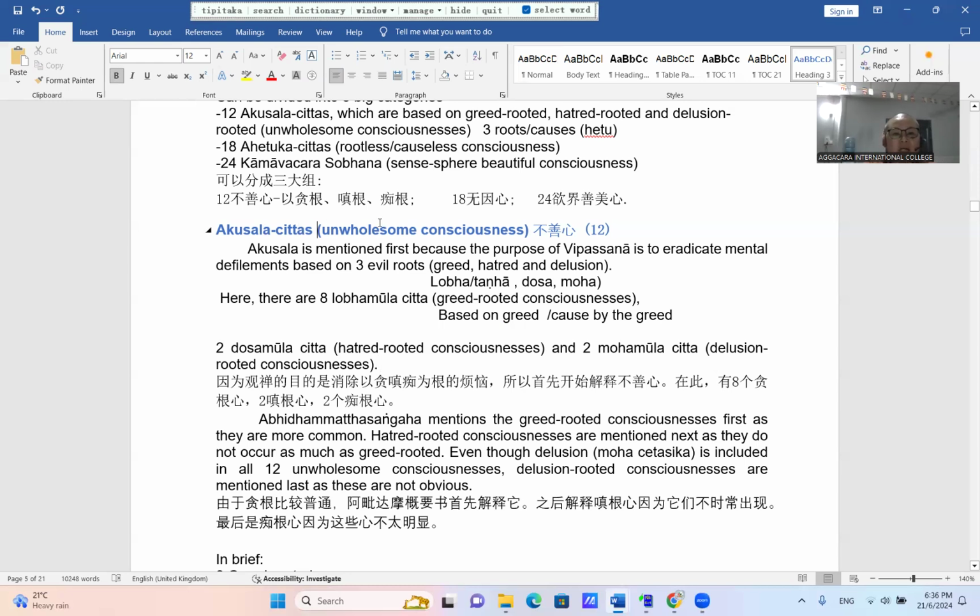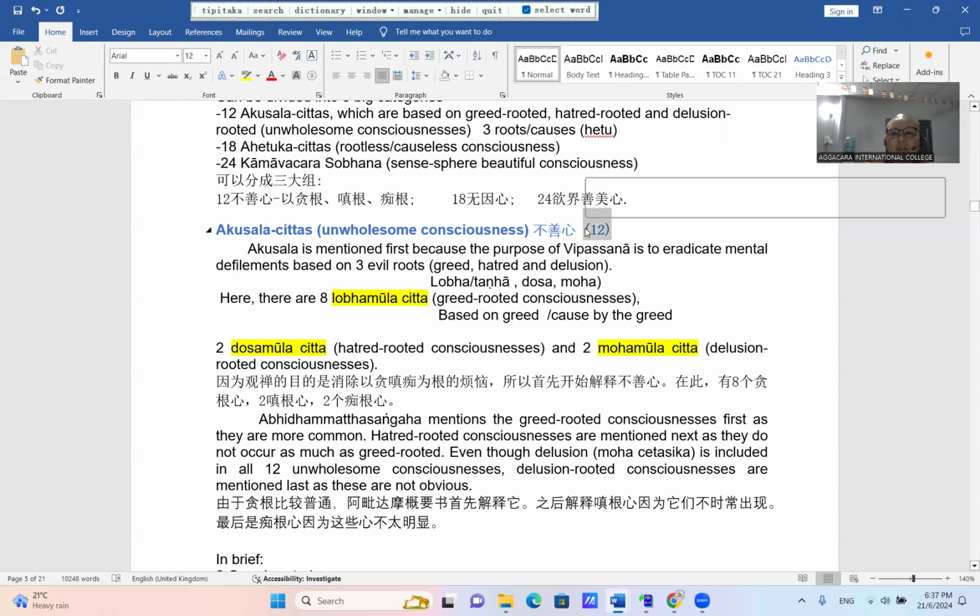Akusala citta, unwholesome consciousness, is based on lobha mula citta. If you have a pen, please highlight. The second one is based on dosa, dosa mula citta. The third one is moha mula citta. Based on the greed he did akusala, based on the hatred he did akusala, based on the moha he did akusala. Later you will see more calculation. There are 8 lobha mula, 2 dosa mula, 2 moha mula. So 8 plus 2 plus 2, totally you have 12.